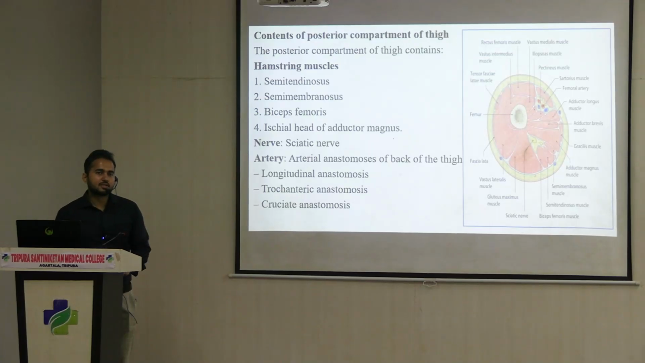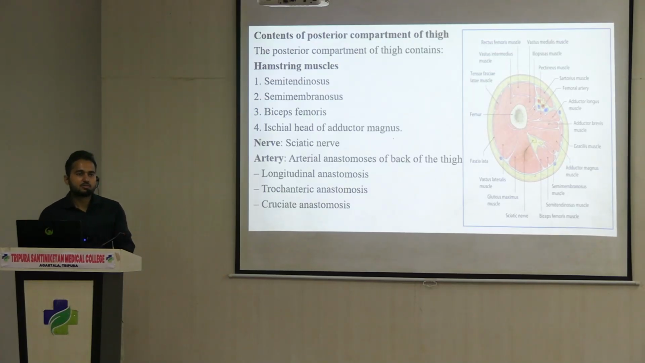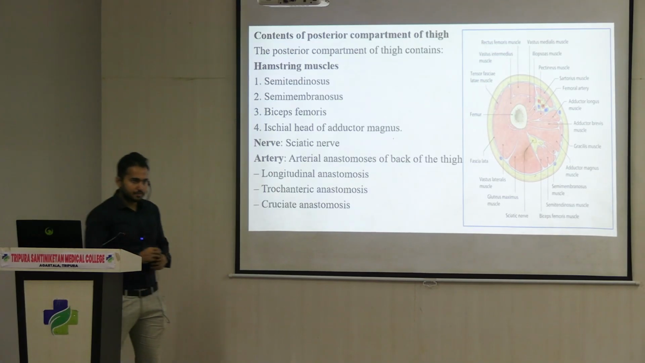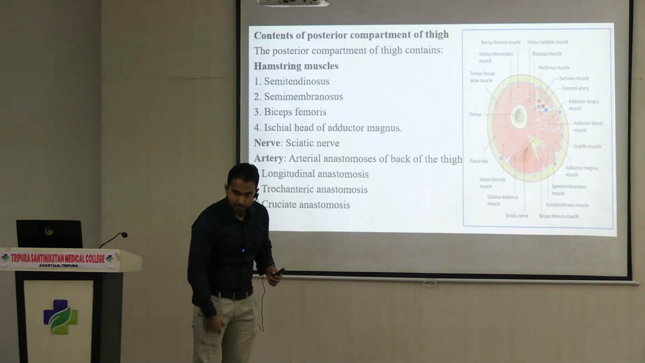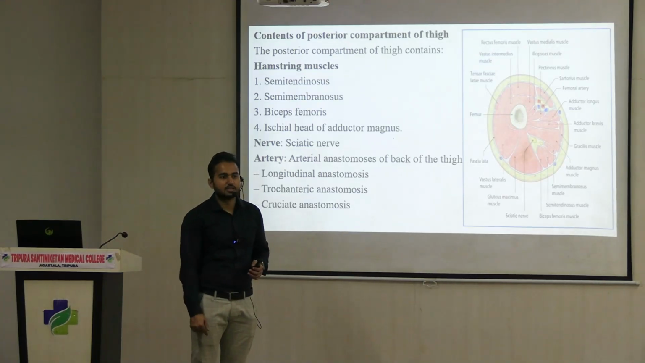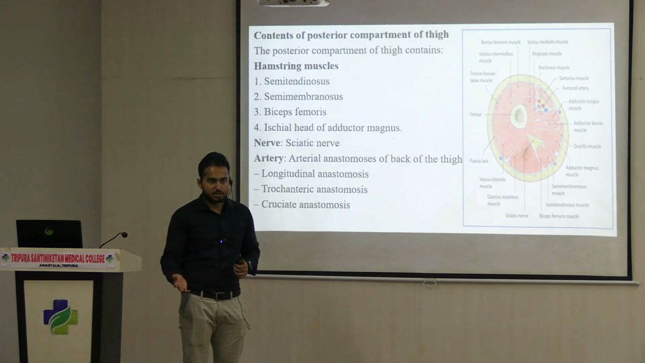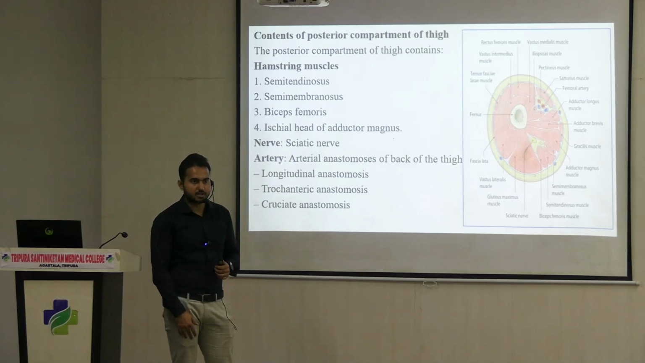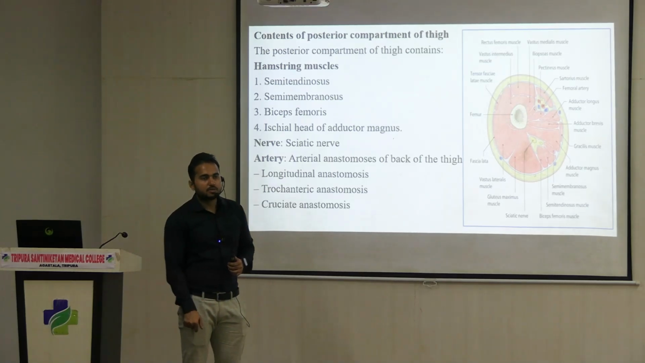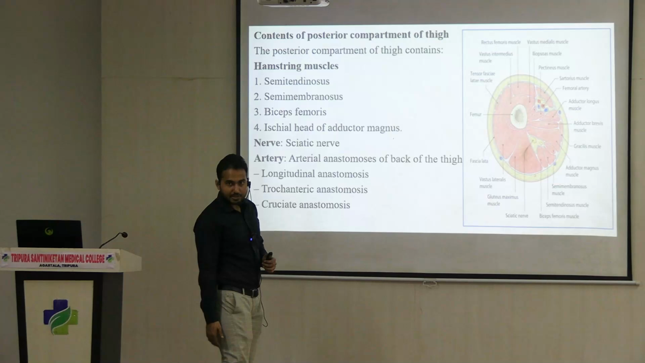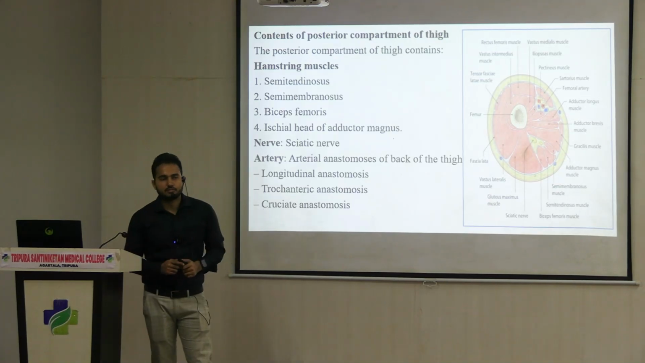Now in blood vessels, can anyone tell me which blood vessels will be present? For example, if you take the anterior compartment of the thigh, which blood vessel is present there? Mainly the femoral artery, and its branches. So what about the posterior compartment of the thigh? Which muscle will be there? Which blood vessels will be there? Which blood vessel will be present?